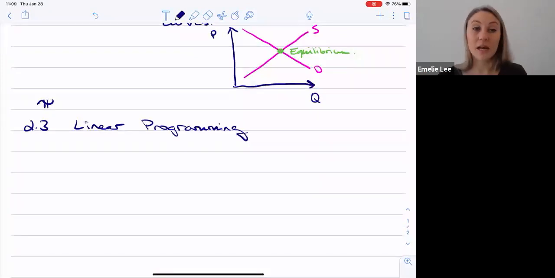Okay. Sounds weird, right? Sounds weird for us to be doing, but what we're going to be doing is just the basics of linear programming. Now, what that means is, linear we know is a straight line, and the programming sounds terrible, right? It's not going to be that bad.